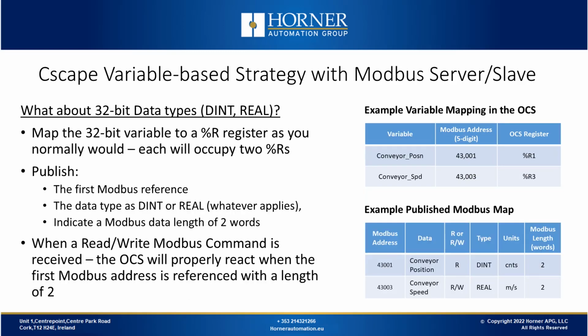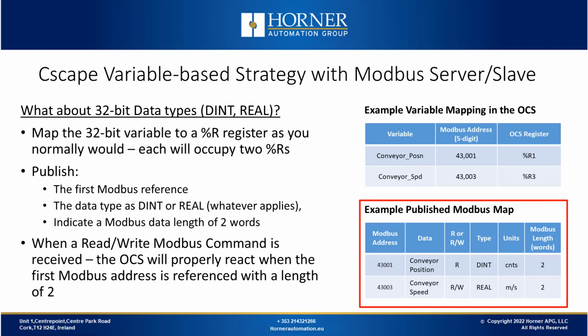For 32-bit data types, you just map the 32-bit variable to an R register. Remember, we're using R registers when we map two word and longer type references, so it'll occupy two of them consecutively. Then, when you're publishing your data in your machine documentation, you're going to publish the first Modbus reference for that 32-bit value, the data type, whether it's double integer or real, and then you can indicate that it's data that has a Modbus length of 2 words, because the Modbus spec says that all length must be specified in words. You can see an example of that map in the bottom right of the slide.